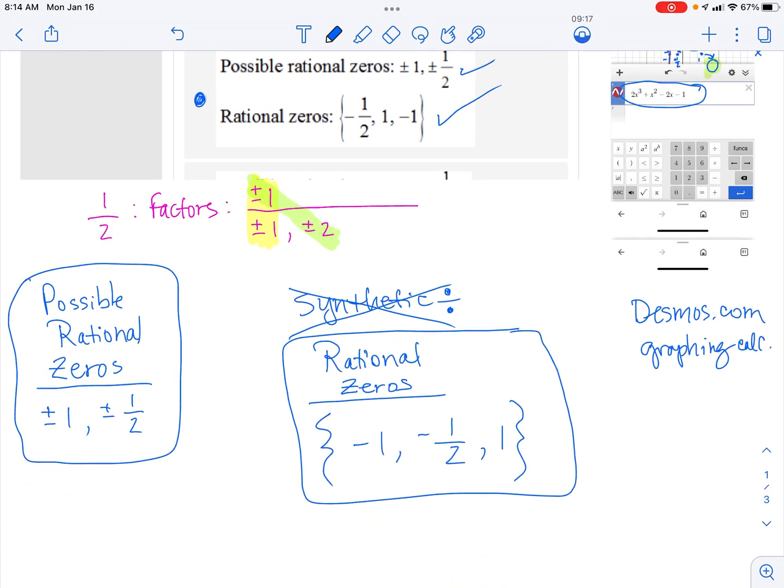I hope that makes sense to you. Even though you could have a slew of possible rational zeros that could fit the function, maybe only one of them actually crosses the x-axis. We're going to see some more like that as well. But that's the answer to this one. I hope that's helpful.